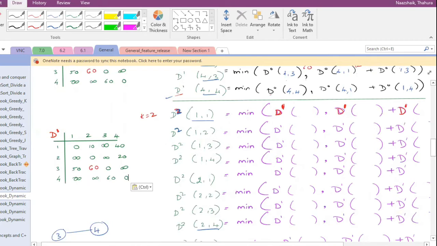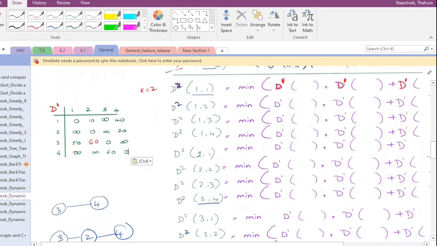Okay, so let's solve this. That's one thing I wanted to highlight: when you go to K equals 2, you have to use D1. Okay, but now let us split this. Let's open it up and write.